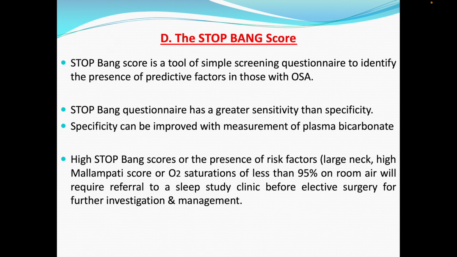Now, STOP-BANG score. This is again asked in the exam. STOP-BANG, what is it? The STOP-BANG score is a simple screening questionnaire tool to identify the presence of predictive factors in those with OSA. The STOP-BANG questionnaire has a greater sensitivity than specificity.